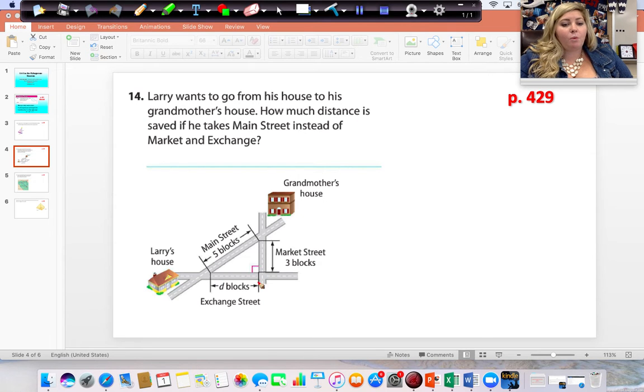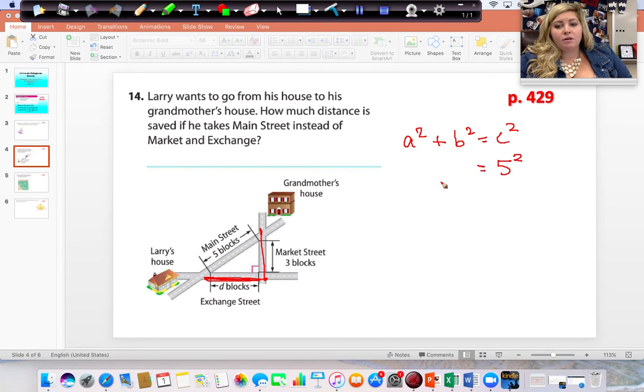So we need to figure out what this D is, and then we need to add it to the 3 blocks and then subtract the 5, because we want to know how much longer it is going here and here than it is going straight across. So A squared plus B squared equals C squared. That's our formula. And we know that 5 is our hypotenuse, so 5 squared. B we know is 3 squared, and we are looking for A squared.